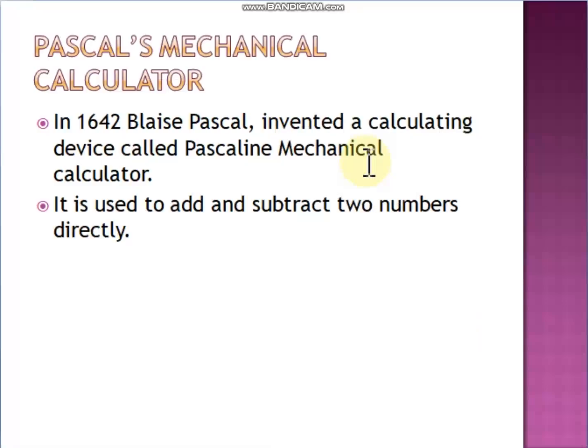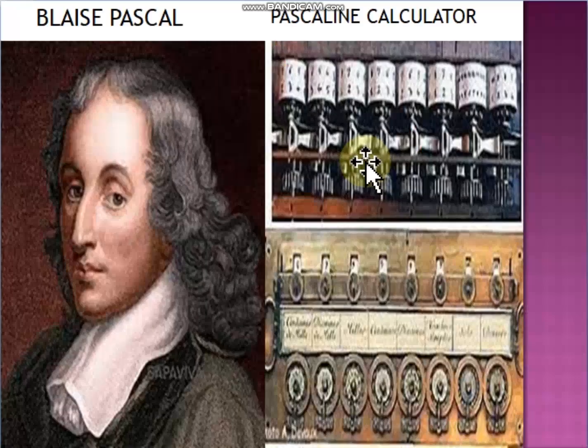Moving ahead, we have Pascal's mechanical calculator. Again, Pascal's mechanical calculator was invented by Blaise Pascal in 1642, and this was again a machine. It was a calculator machine to add and subtract two numbers directly. Let me show you the picture. Okay, so this is a picture of Blaise Pascal and the Pascaline calculator. Alright, so can you see how complicated and how big the machines look, but how hard it was to discover at that time. Hats off to them, right?